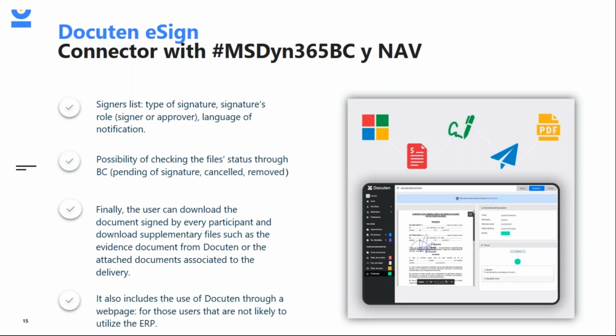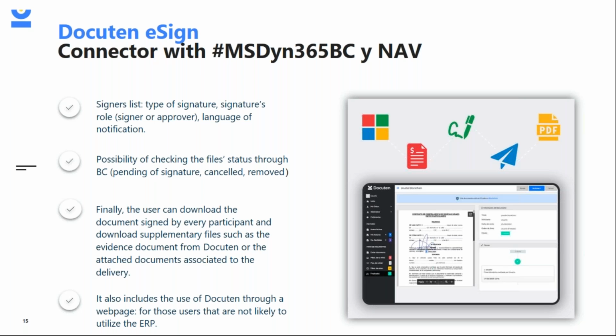You will get a signers list. You will introduce the type of signature, the types we have seen before. You will be able to introduce the role as well. We have a signer and also the role of an approver. An approver is just a person that, during the process, gets an input that this document has been signed by two people before, and it's just a notification to this user. And also the language of notification. We are covering Spanish, English, French, and German.